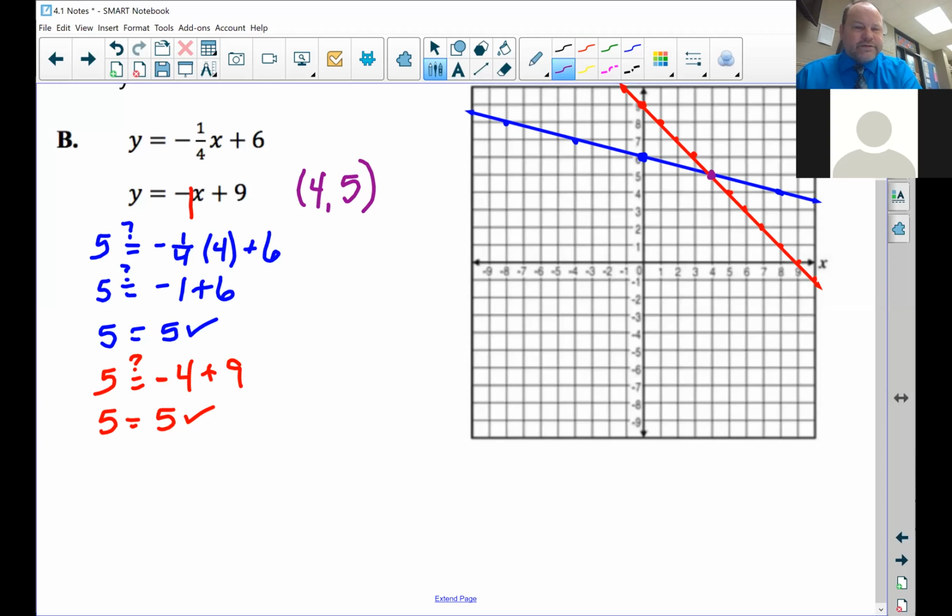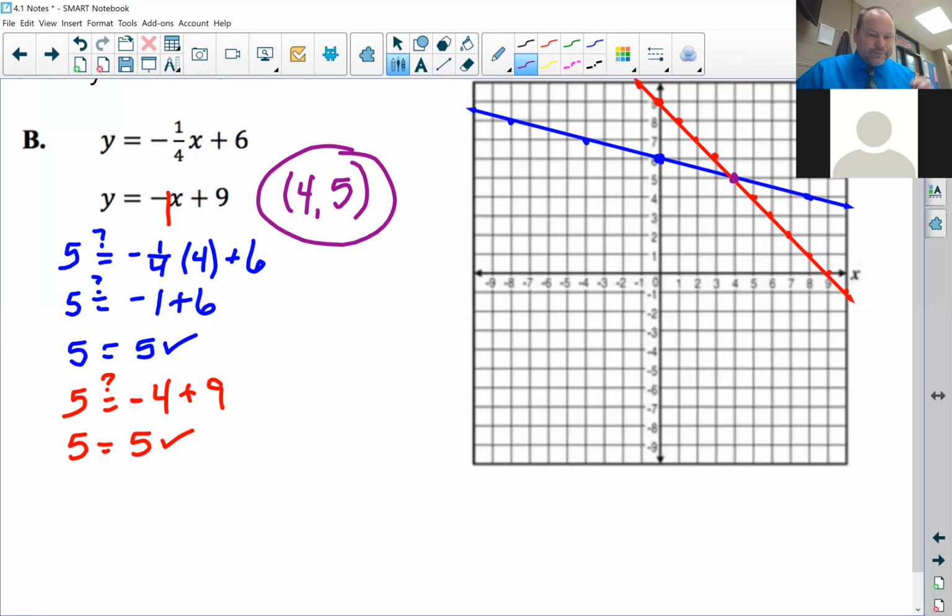And then that is our answer. All right, so far so good. So it's great when we're given equations in slope-intercept form. We won't always be given equations in that form.